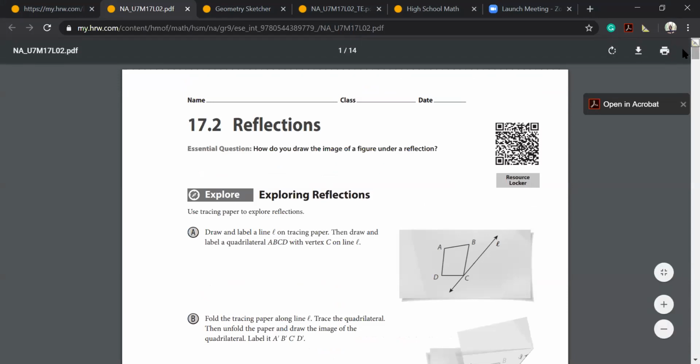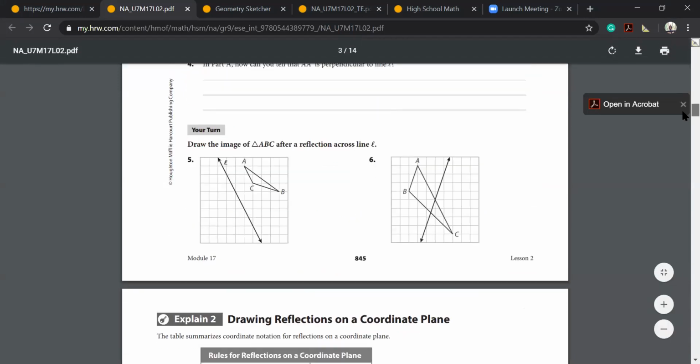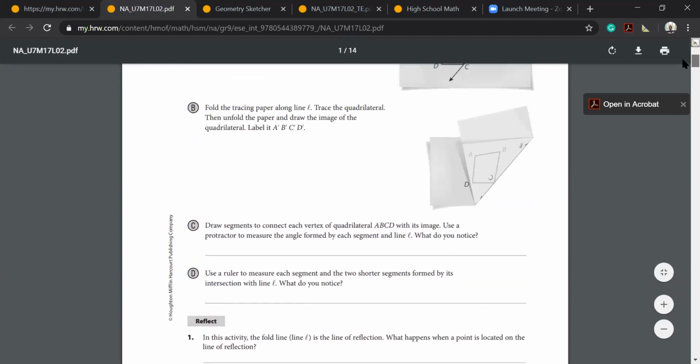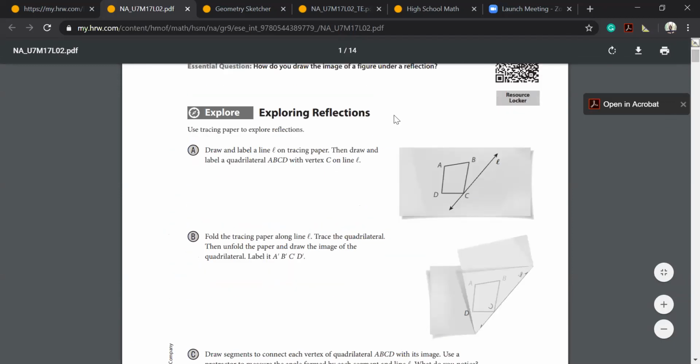As we said before, first of all, we are on page 845. We will start on page 8. No, I don't think 845, sorry. Yes, 843. We are starting on page 843. On page 843, you just need to understand what a reflection is.